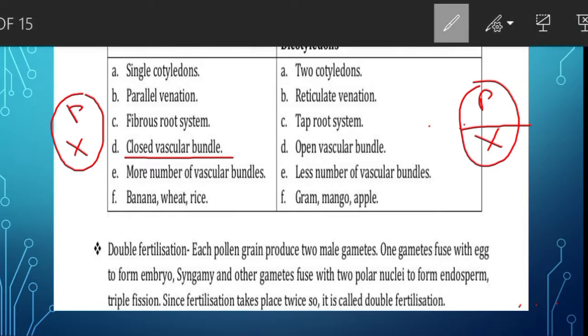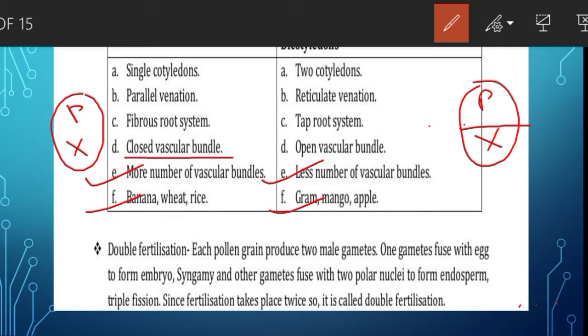Then in monocots, more number of vascular bundles are present and vascular bundles are scattered, whereas in dicotyledons, the less number of vascular bundles are present, which are arranged in rings. Okay, examples of monocotyledons are banana, wheat, rice, and that of dicotyledons are gram, mango, apple, etc.